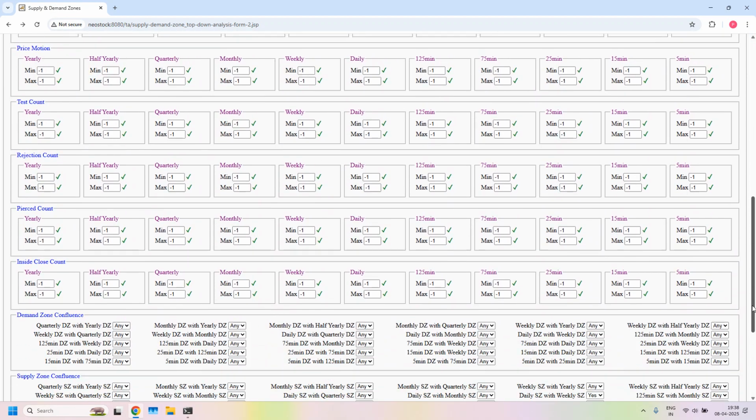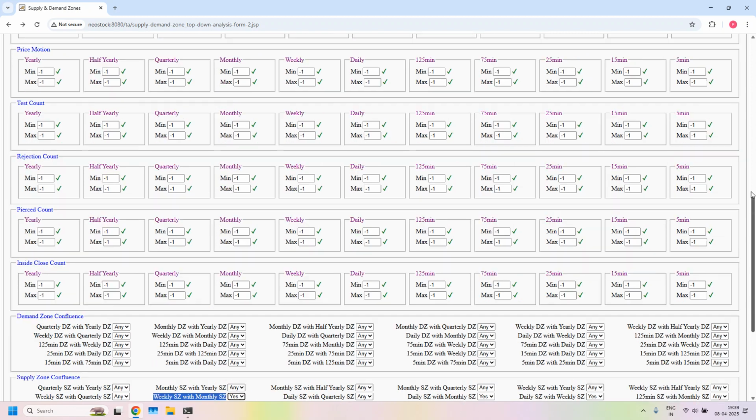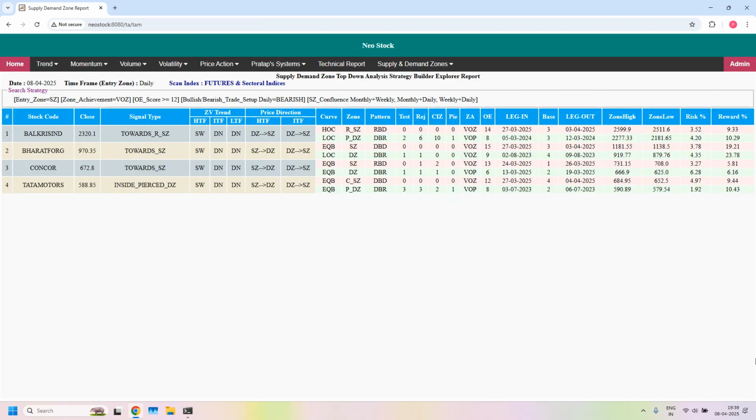In the supply zone confluence, 3 filters we have to set. First filter is already enabled, daily with weekly. Next, daily with monthly supply zone confluence and weekly with monthly supply zone confluence. With all the 3 filters, we got 4 stocks. That is a daily supply zone overlapped with weekly supply zone. Both together overlapped with monthly supply zone.